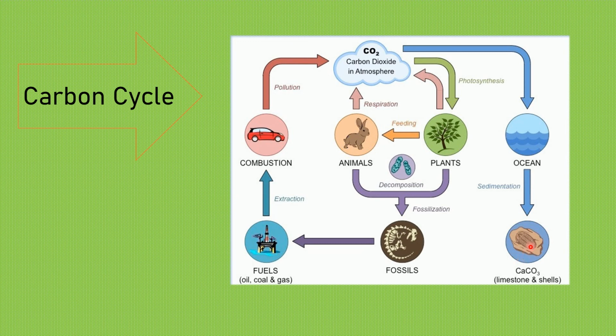When this limestone gets deposited in huge amounts, it may explode back under the pressure. They may explode as what? Volcanic eruptions, which again release this carbon dioxide back into the atmosphere. Okay, children. So this was about the carbon cycle, which preferably goes in what form? In a compound form called carbon dioxide.